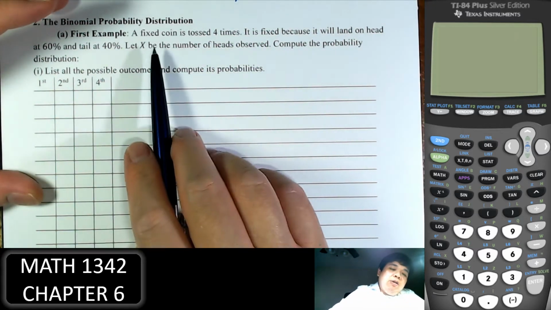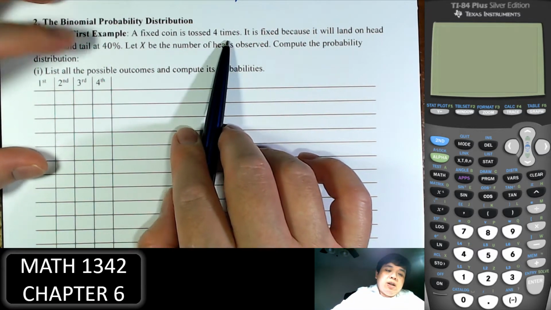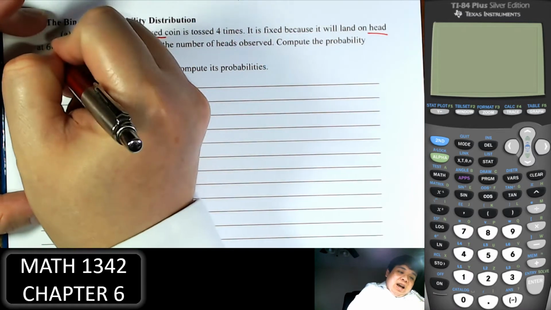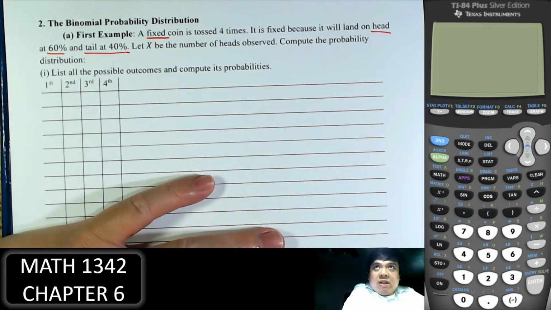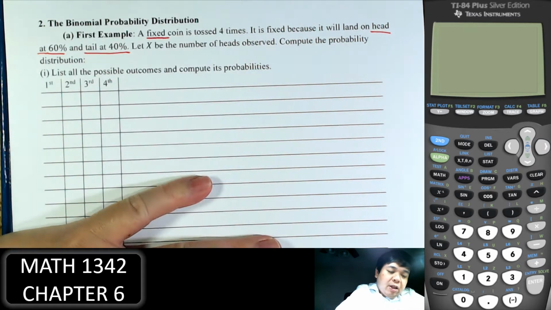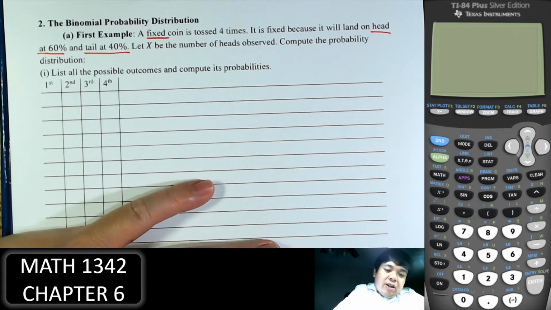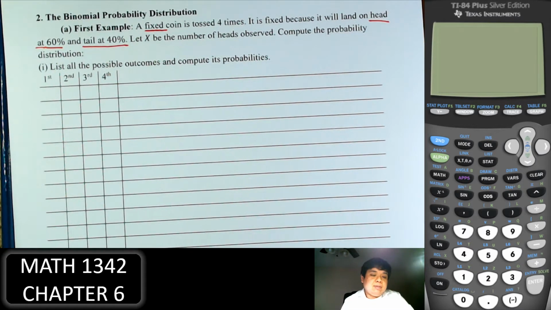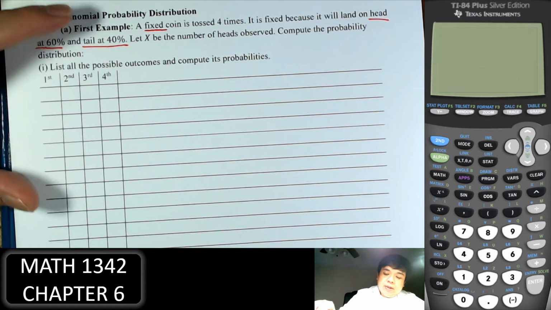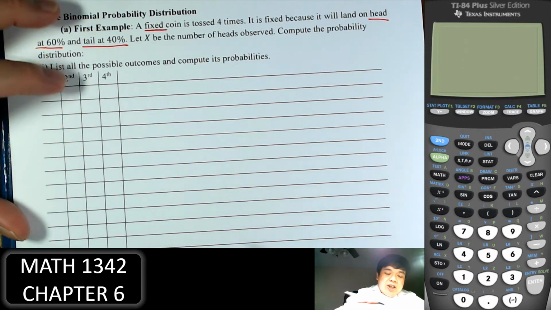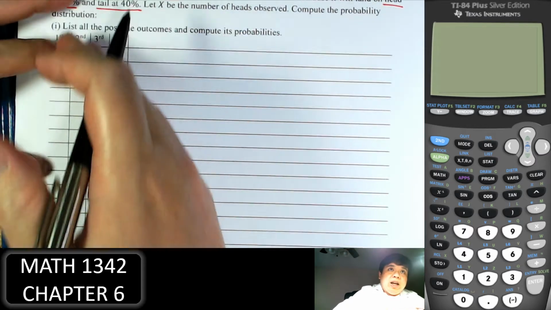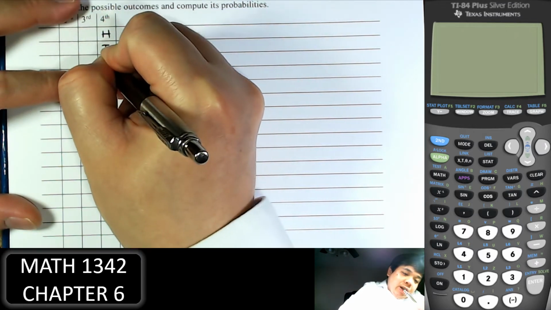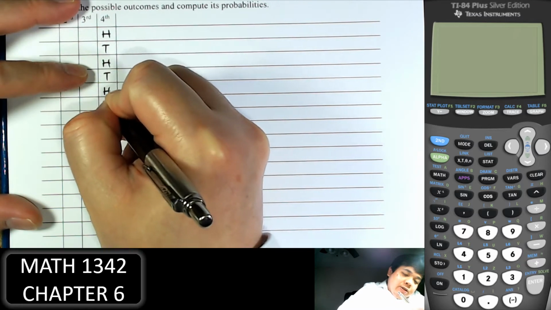Now, a coin is tossed 4 times. This is not a fair coin, so we have heads at 60% and tails at 40%. Let X be the number of heads observed. Compute the probability distribution. First, I will list all the outcomes here. Just like the chance on the right-hand side, I will alternate every one: head, tail, head, tail, and so on.